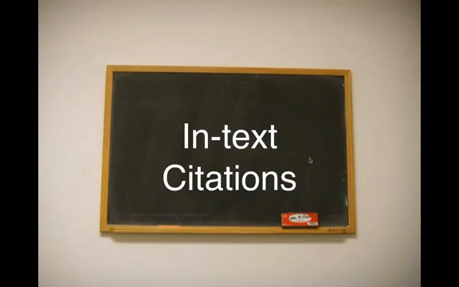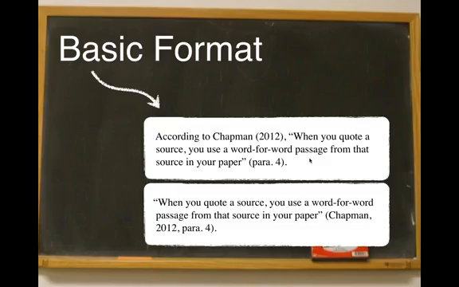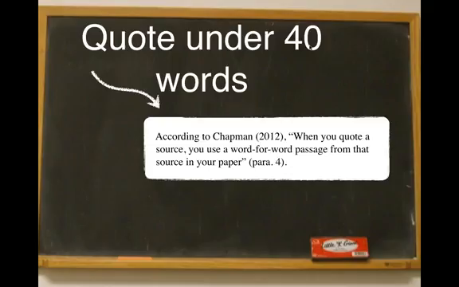All right, let's talk about in-text citations. What should the in-text citation look like? The format for in-text citation can vary depending on whether the information used is a quotation, summary, or a paraphrase. And there are two basic types or basic formats for in-text citations. This is the same whether you're citing a quote, a summary, or a paraphrase.